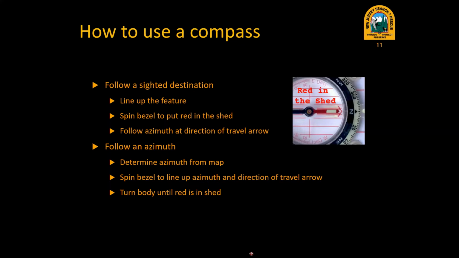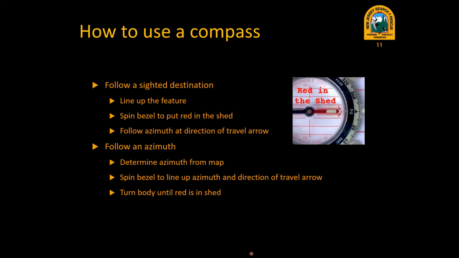Then you hold your compass in your hand, looking through your sighting window, and rotate your body until red is again in the shed. Landmarks that you see through your sighting window at that point are along the proper azimuth, and you should walk towards them if you want to follow the proper direction of travel.